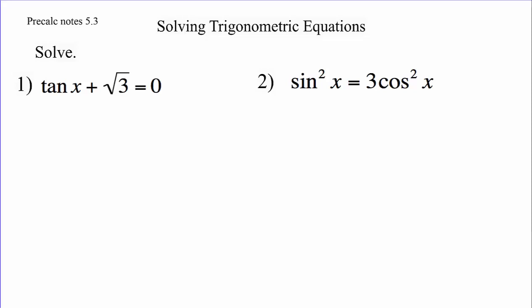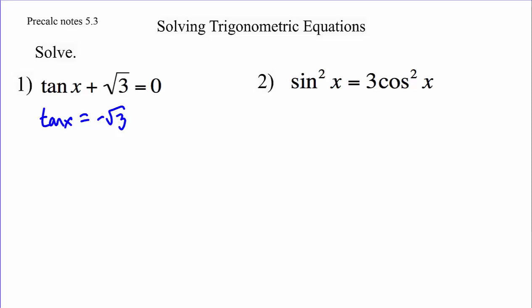Here we go. Number one says to solve tangent of x plus the square root of 3 equals 0. So what I'm going to do is start by getting tangent of x by itself. And then I'm looking at the unit circle. And by the way, if you don't have a unit circle out, you should grab one. You can use your own, or you can grab one that's mine. It doesn't matter, but have one available because we're going to use it a lot.